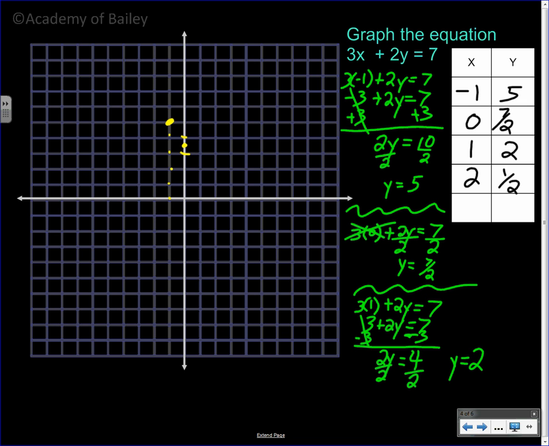And third point, 1, 2, go to the right 1 and up 2. And the fourth point, 2 and 1/2, to the right 2 and up 1/2. And that's what we have. Go ahead and draw your straight line. If you're having trouble drawing straight lines, maybe you want to use a ruler or the edge of a book. That'll help you draw a straight line.